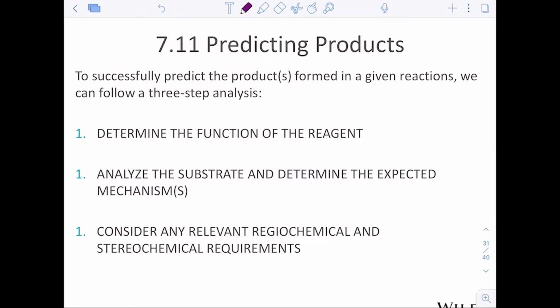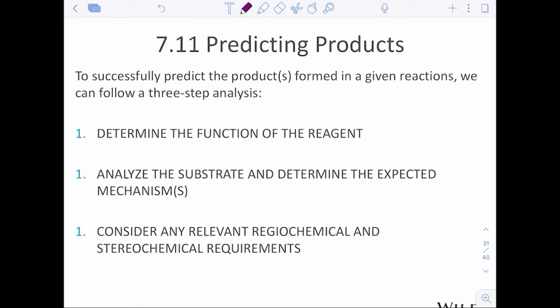The first thing we're going to do is determine the function of the reagent. We're going to look at not only the substrate, the starting material, the alkyl halide, if you will, but we will also look at what's over the reaction arrow, both the thing written to the left of the arrow and anything on top of the arrow, which we can think of as our reactants. So we want to look at both of those things and be able to describe what function they do. Are they strong? Are they weak? Are they big? Are they small? Are they very substituted or not substituted?